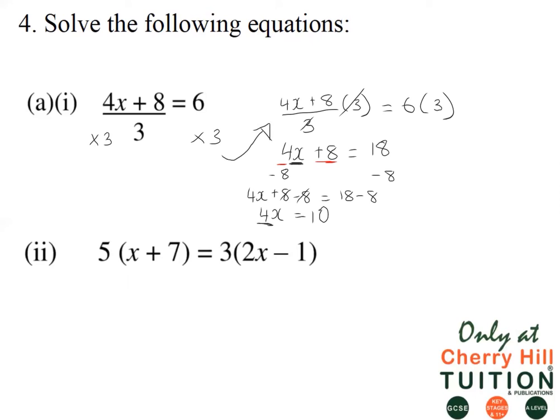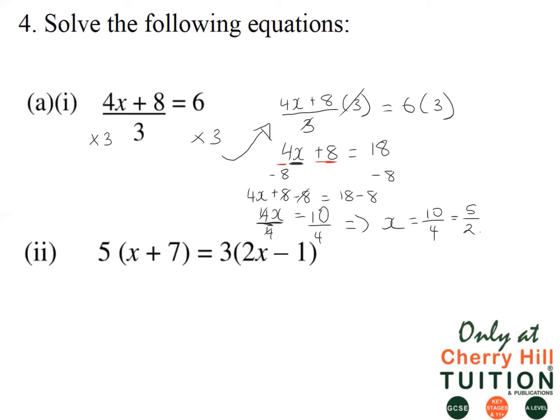The inverse of multiplied by 4 is divide by 4. So we divide both sides by 4. This leaves us with x, because the 4's cancel out, is equal to 10 over 4. Now 10 over 4 can be simplified to 5 over 2. And that's your answer. Okay?